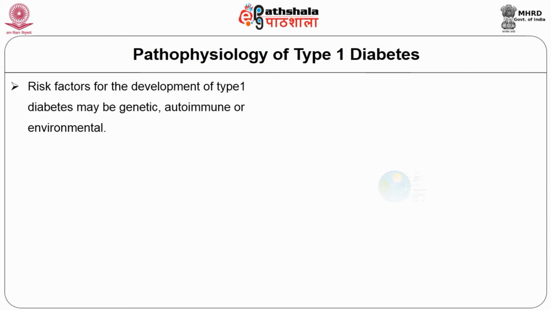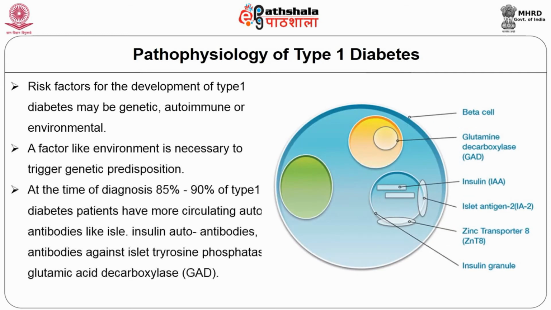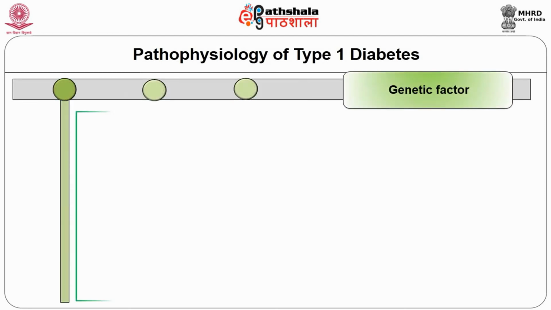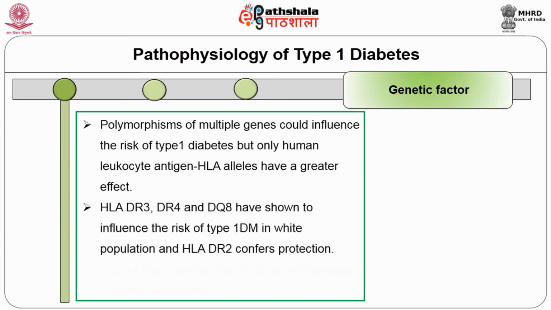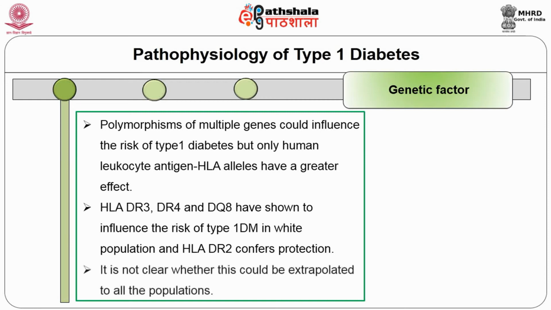However, the exact causative factor is still unclear; environmental factors may trigger it. At the time of diagnosis, 85 to 90% of type 1 diabetes patients have circulating autoantibodies and antibodies like islet cell and glutamic acid decarboxylase, GAD, antibodies. Genetic factors do play a role in type 1. Polymorphisms of multiple genes, HLA alleles, have a greater effect. HLA DR3, DR4 and DQ8 have been shown to influence the risk of type 1 diabetes, and HLA DR2 confers protection, but it is not clear whether these findings in the West could be extrapolated to all populations.